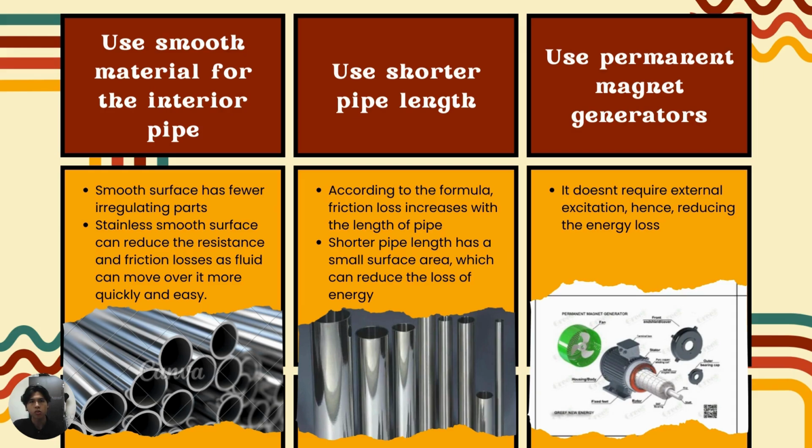We can also use a shorter pipe length. According to the formula, friction loss increases with the length of pipe. A shorter pipe length has a smaller surface area, which can reduce the loss of energy. Next, we use permanent magnet generators because they do not require external excitation, hence reducing the energy loss.